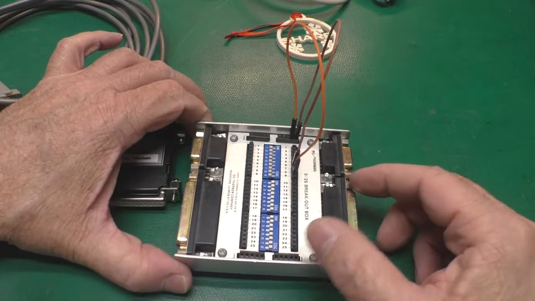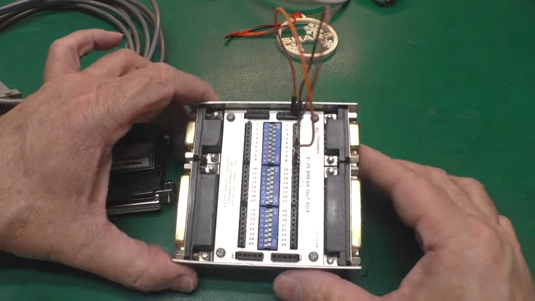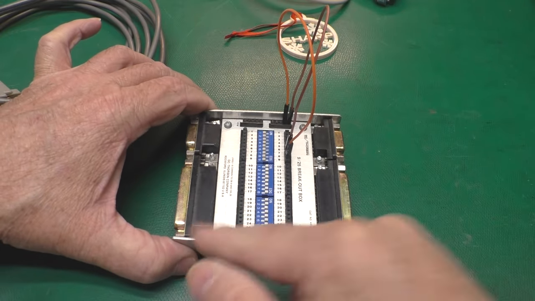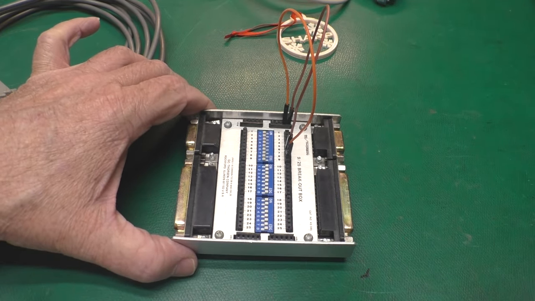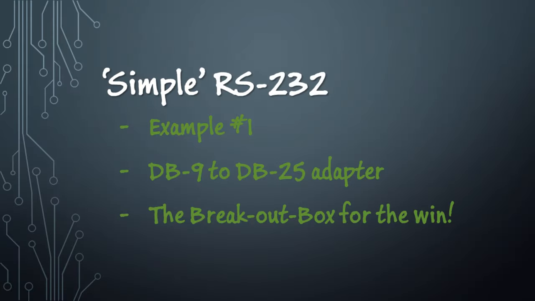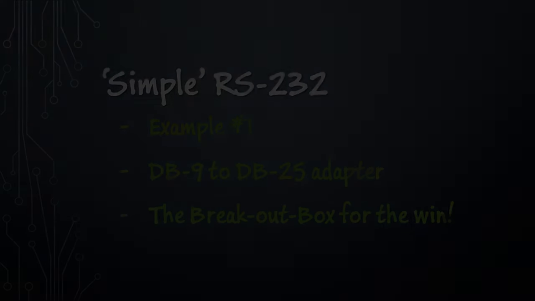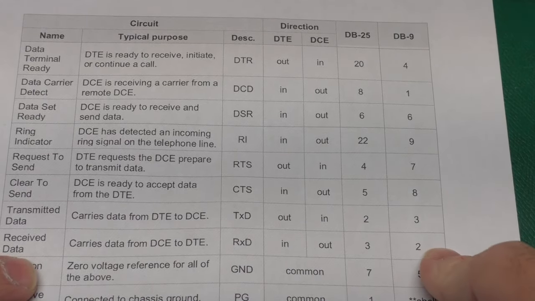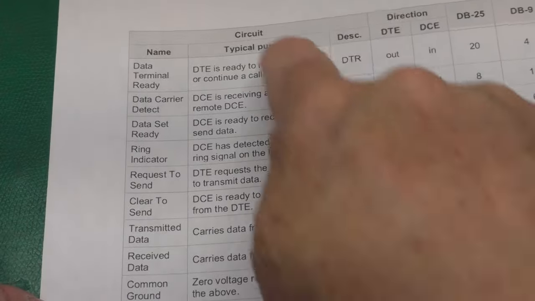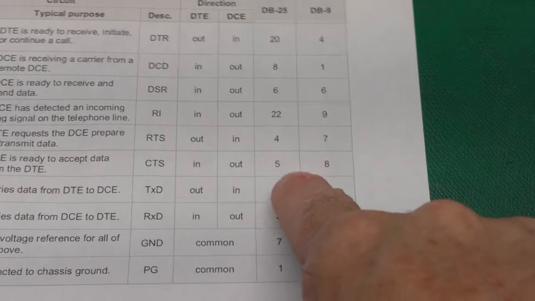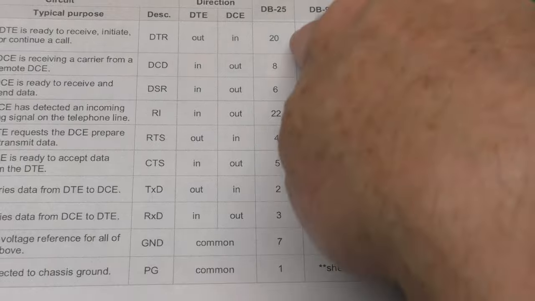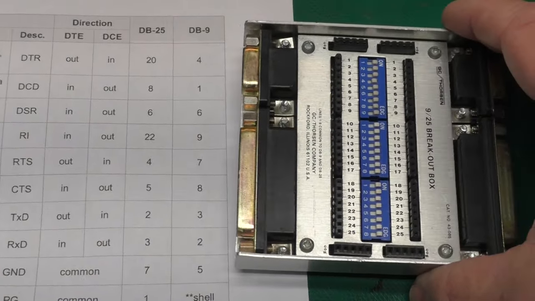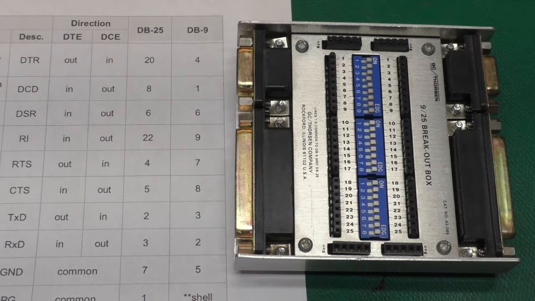So let me get zoomed in on here, and we'll see how we would go about setting this up to do a DB9 to DB25 type of an adapter. Okay, so we're going to make a DB9 to DB25 adapter. I've got the chart here. We've got all the signal names over here. We've got the DB25 pins, the DB9 pins. So I'm going to slide this like this so we can see everything.